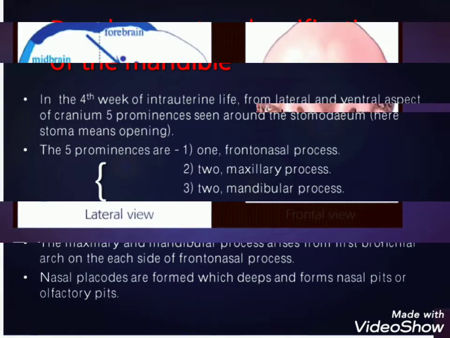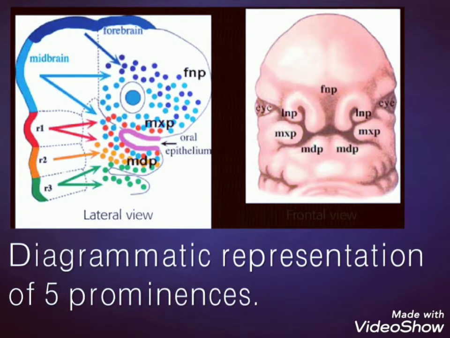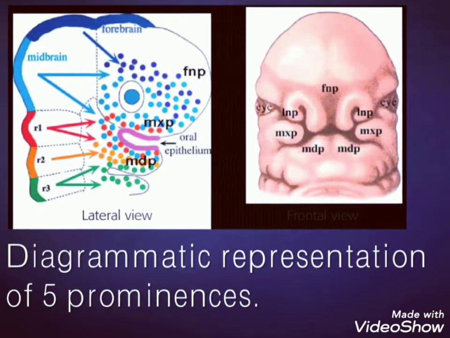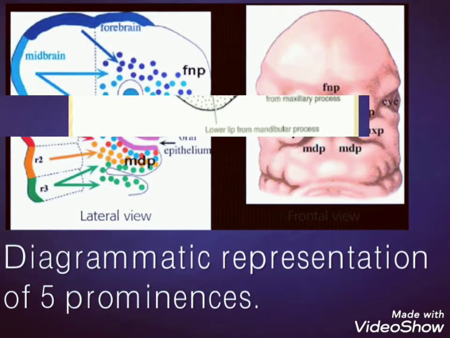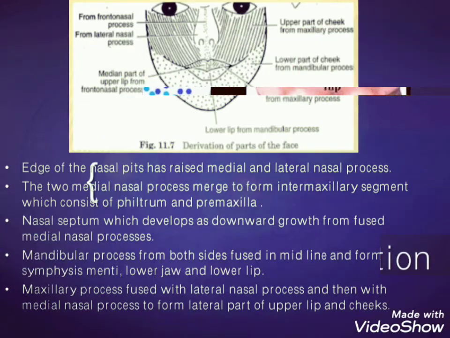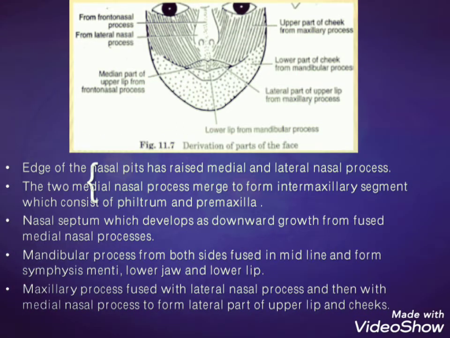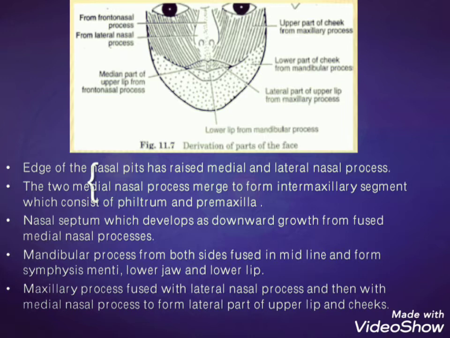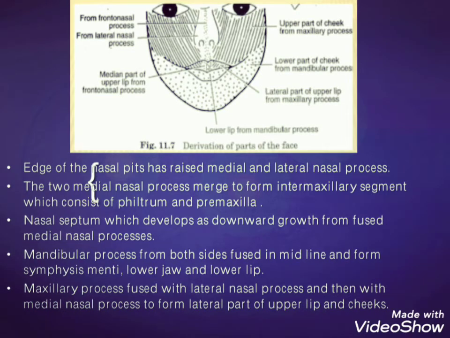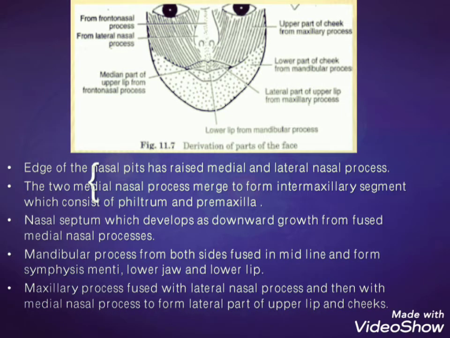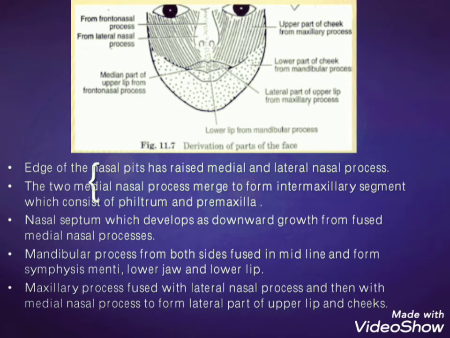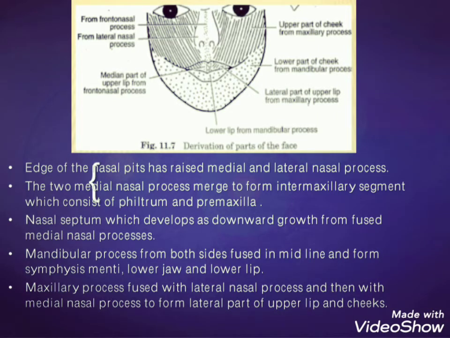Now in this picture, this is the lateral view and frontal view. This represents the five prominences: the frontonasal, mandibular and maxillary processes. Now, the edge of the nasal pits has raised median and lateral nasal processes. The two medial nasal processes merge to form the intermaxillary segment, which consists of the philtrum and premaxilla.